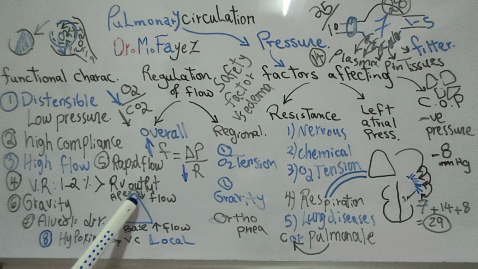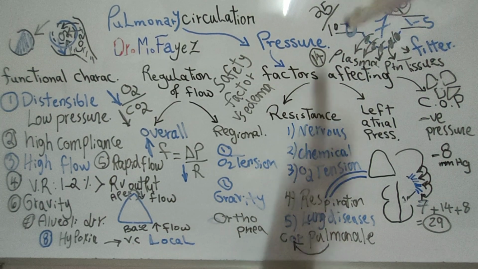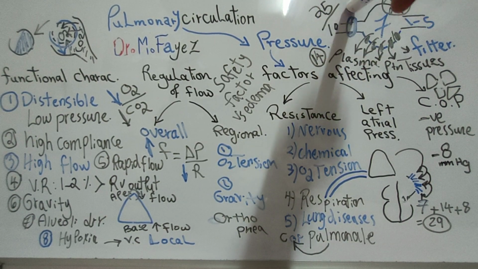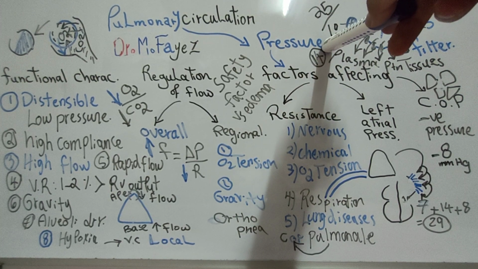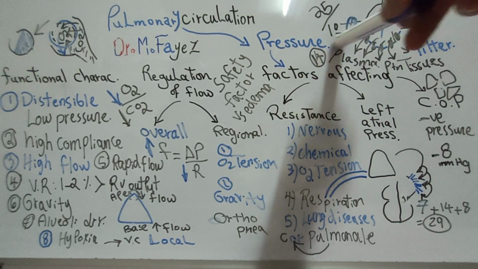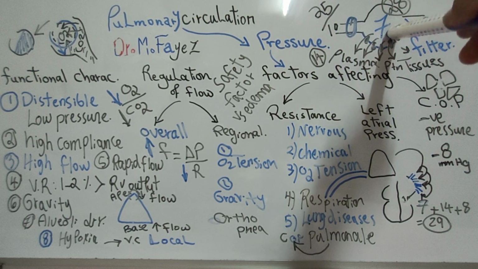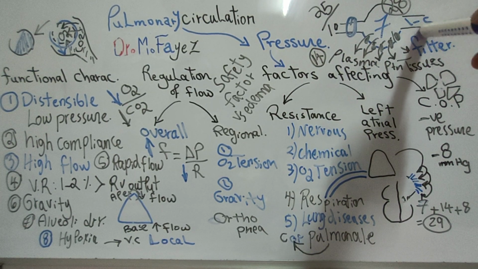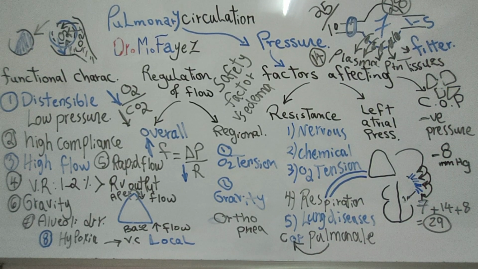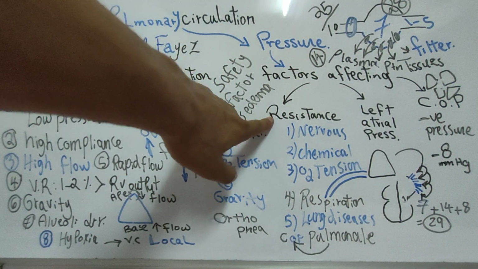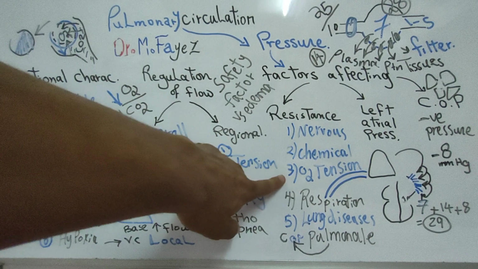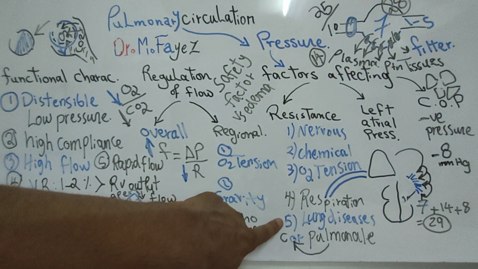As you know, there is a difference between the pulmonary arterial pressure at the apex and at the base. Factors affecting pulmonary pressure: we said that pressure in the pulmonary artery is 25/10, mean pulmonary pressure 15 millimeter mercury, pulmonary capillary pressure 7 millimeter mercury, pulmonary venous pressure 1 to 5 millimeter mercury. Factors affecting pulmonary pressure: resistance regarding nervous, chemical, oxygen tension, respiration, and lung diseases.